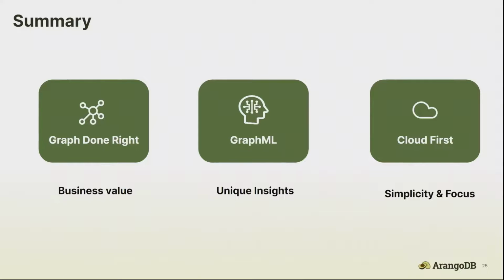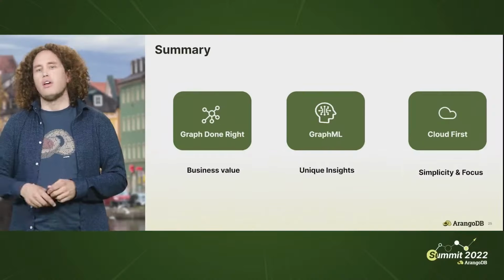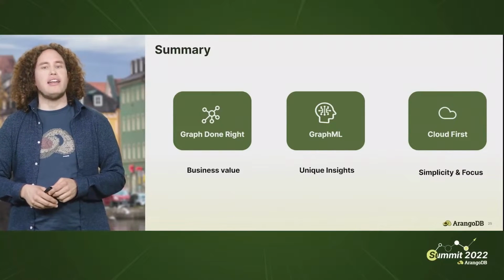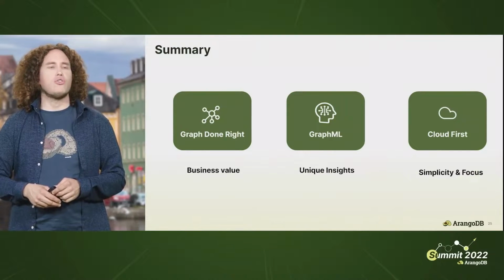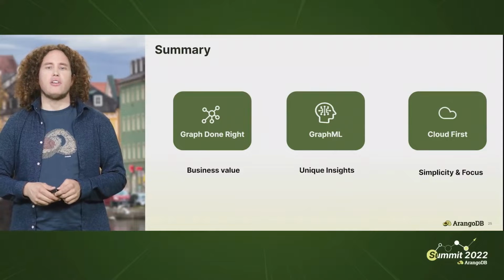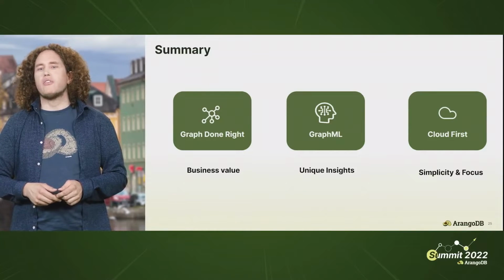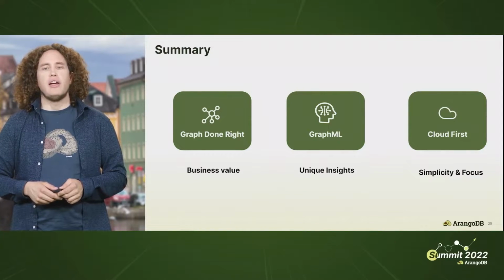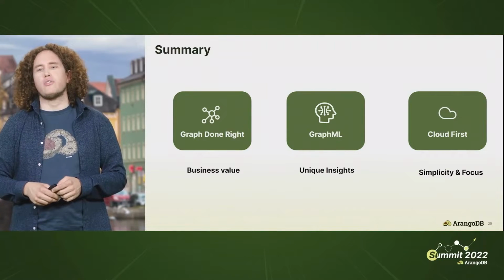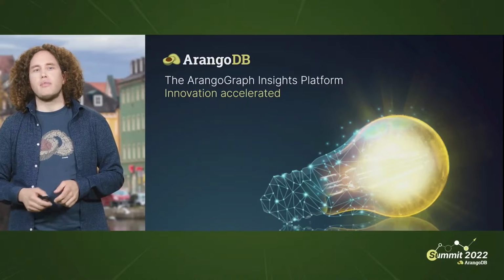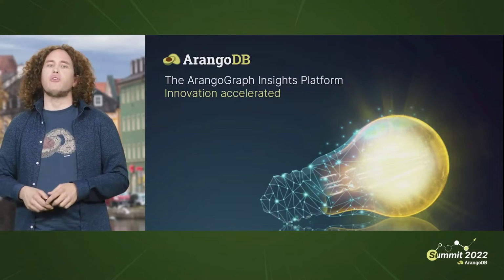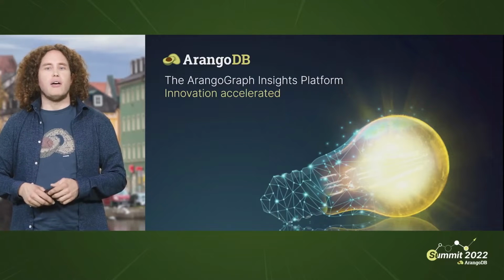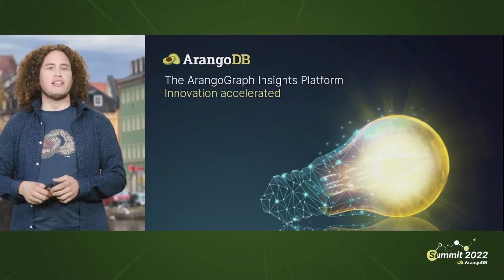In summary, graph done right, one of the big themes in the title of this presentation, allows you to turn your connected data into real business value. GraphML, as a next step on top, really allows you to create unique insights you couldn't before. And again, much faster than you could with traditional machine learning, because you take care of the structure of the data. Last but not least, cloud first: leveraging a managed platform enables you to have simplicity in your architecture and to really focus on your core task. So in short, this is our motivation for the Arango Graph Insights platform, to provide all of that to you and thereby accelerate your innovation.